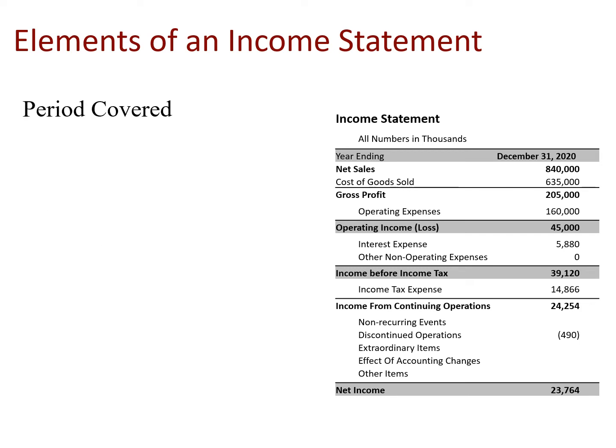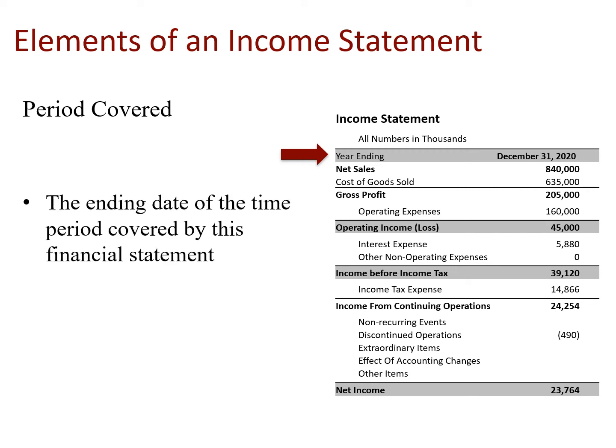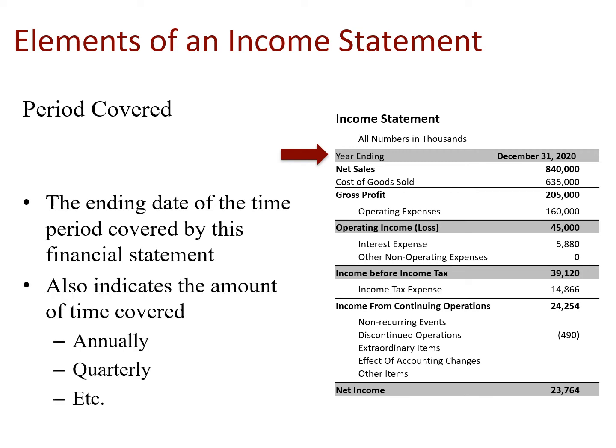The next element is the period covered. You can see here year ending and the day that this statement covers. So see a couple of things. It's the ending date of the time period covered by this financial statement, and then it also indicates the amount of time covered. Here it says year ending, so that would be annually, but it could also be quarterly, monthly, etc.